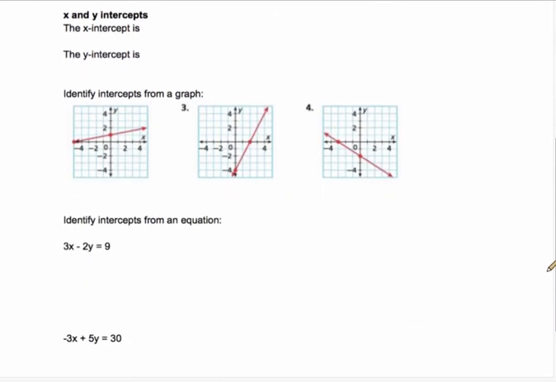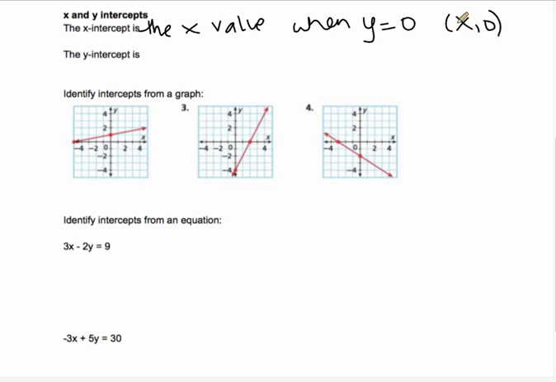All right, now let's talk about what are called our intercepts, the x and y intercept. The x-intercept is the x value when y equals 0. And it's written as x comma 0. So whatever the x value is, but the y value will be 0. It's also where the function crosses the x-axis.